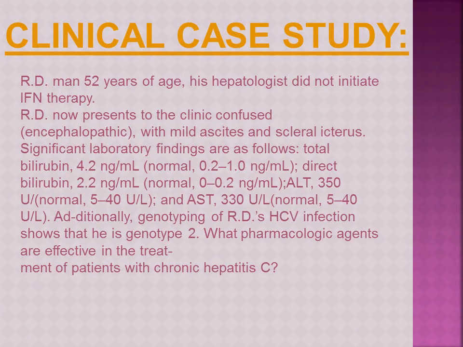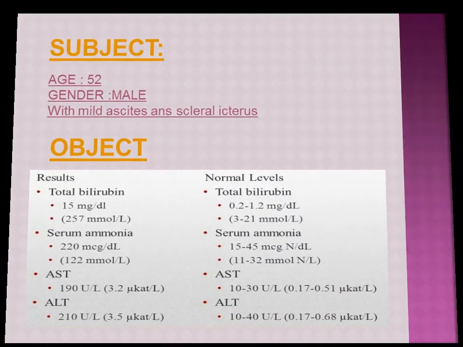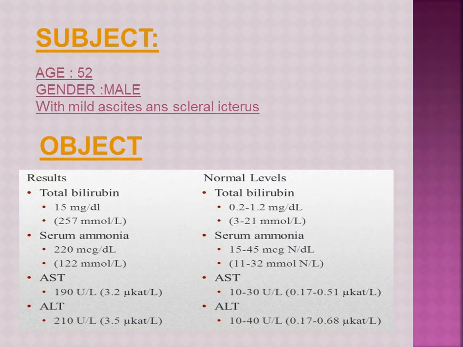Now there is a case study which I have to explain. In this we have a man named RD, age 52 years. His hepatologist does not initiate interferon therapy. Now he presents to the clinic with mild ascites and scleral icterus. Significant abnormal testing is shown. So what pharmacologic agents are effective in the treatment of patients with chronic hepatitis C? So what is the subjective? Age 52, gender male, with mild ascites and scleral icterus.